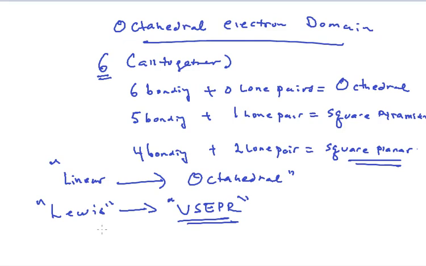The next one we're going to discuss is the polarity of the molecule, and we're going to discuss hybrid orbitals, which covers valence bond theory and molecular orbital theory.